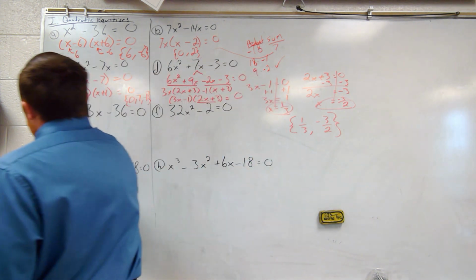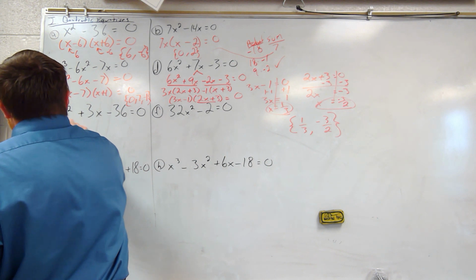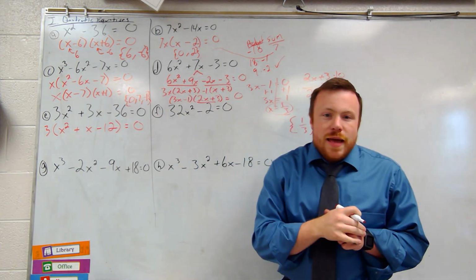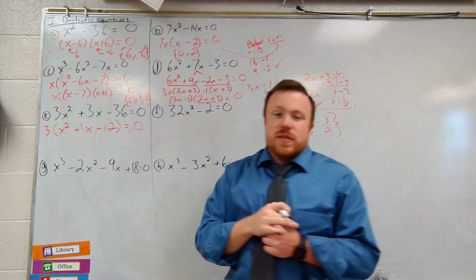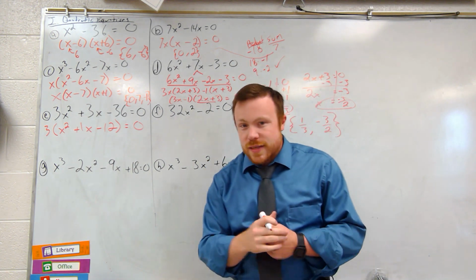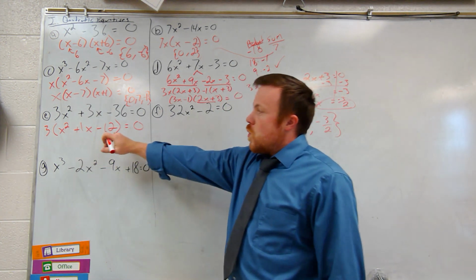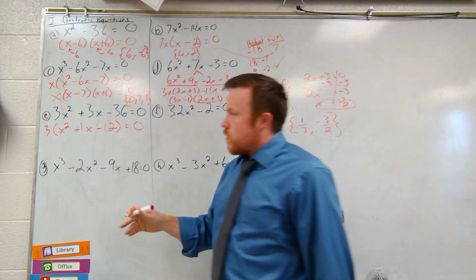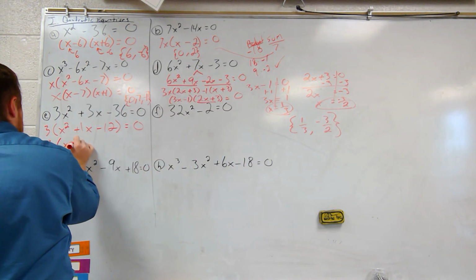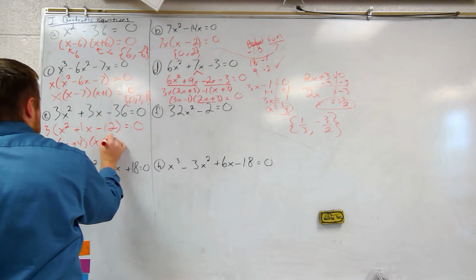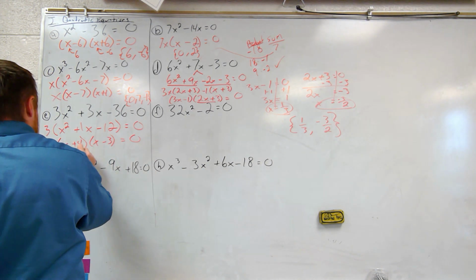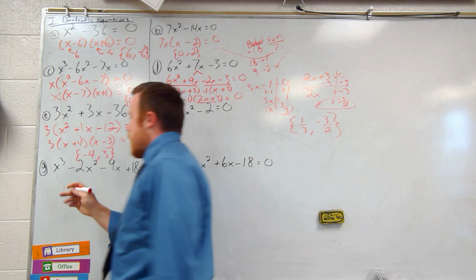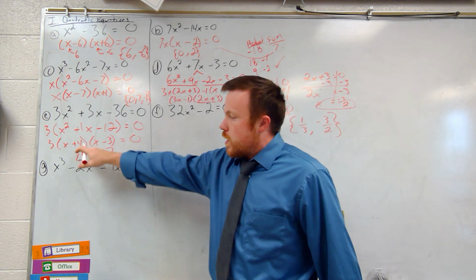If I take a 3 out of everything, that gives me 3. And then I'm going to put a 1 in front of that x because it has a coefficient of 1, just because we say plus x, it's plus 1x. And then we're looking for two numbers that multiply to -12 and add to 1, so it's a +4 and a -3. And that gives me a solution set of -4 and 3.